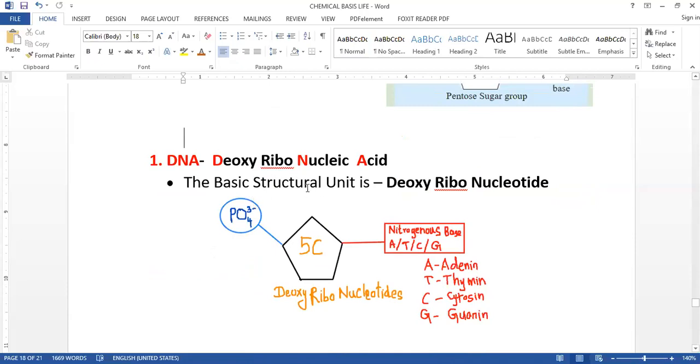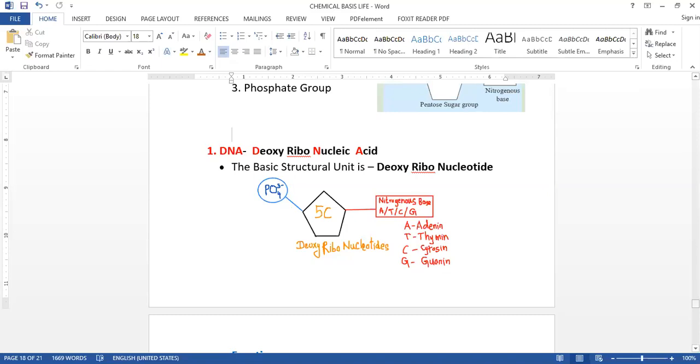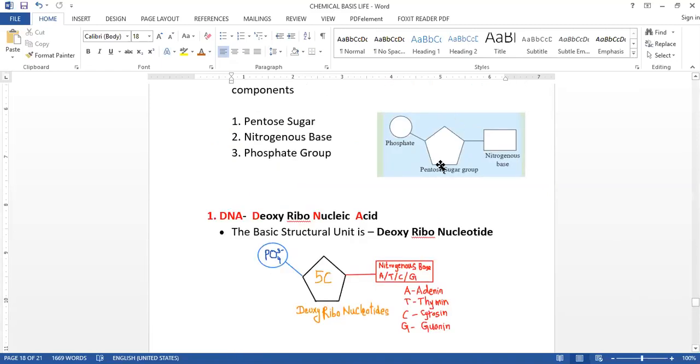And the basic structural unit is deoxyribonucleotide. If you look at this structure, I have given some things. So this is a 5 carbon group. It's a type of pentose group, right? Look at this one. This is a pentose group. So this carbon, this sugar, this pentagon shape is a deoxyribose sugar, and it has a phosphate group, and this is the nitrogenous base.